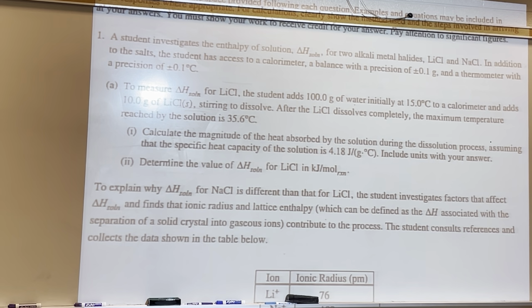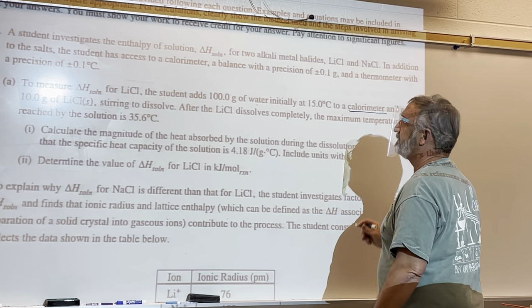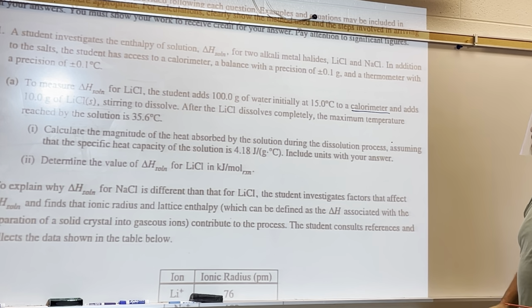Okay? But once again, I look at the very beginning of this and I see the word calorimeter. So what type of problem do I think this is going to be? Calorimetry. A calorimeter problem. Okay? In addition to the salts, the student has access to a calorimeter, a balance with a precision of plus or minus 0.1, and a thermometer with a precision of plus or minus 0.1.